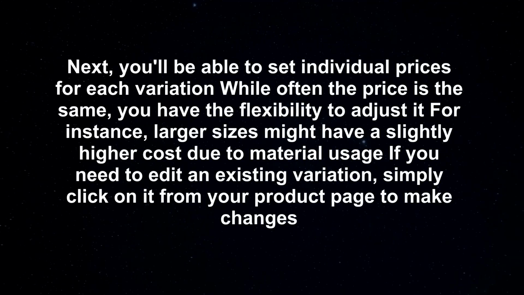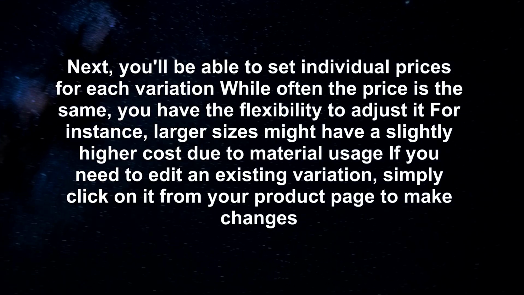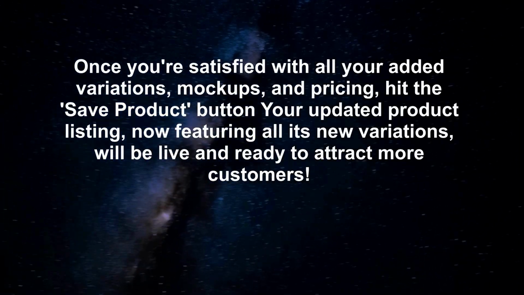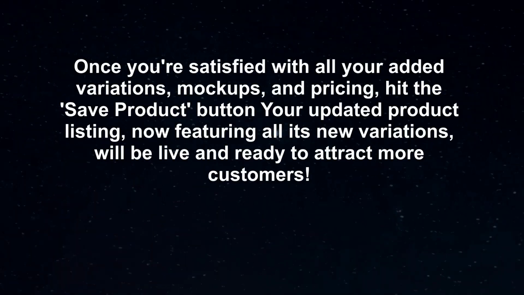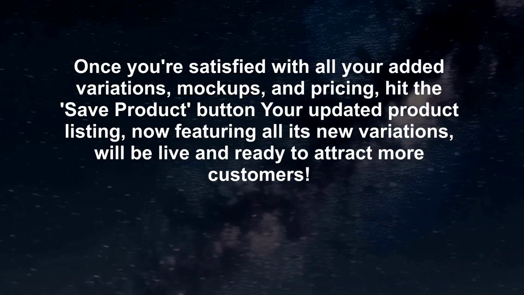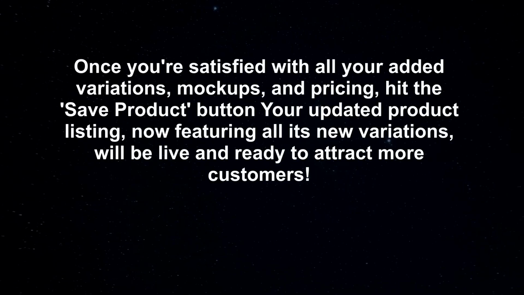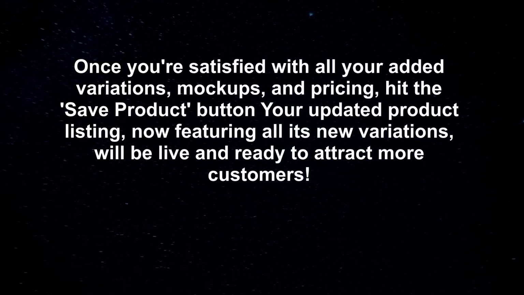If you need to edit an existing variation, simply click on it from your product page to make changes. Once you're satisfied with all your added variations, mockups, and pricing, hit the Save Product button. Your updated product listing, now featuring all its new variations, will be live and ready to attract more customers.